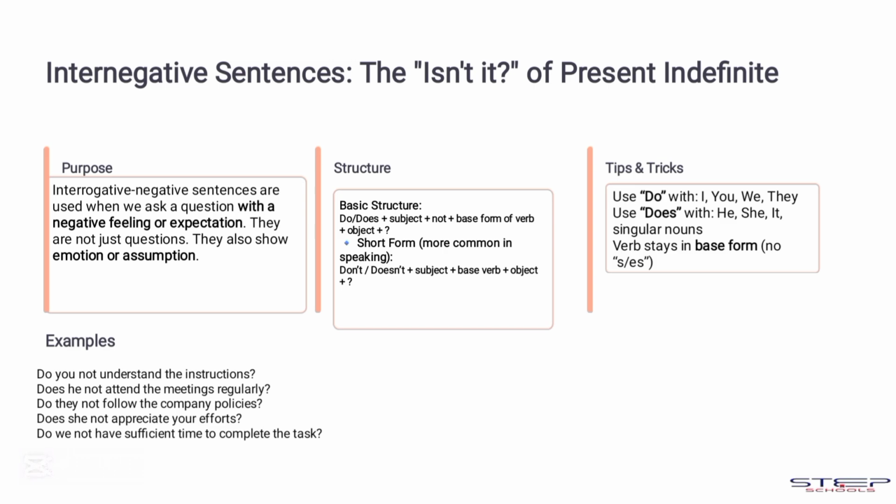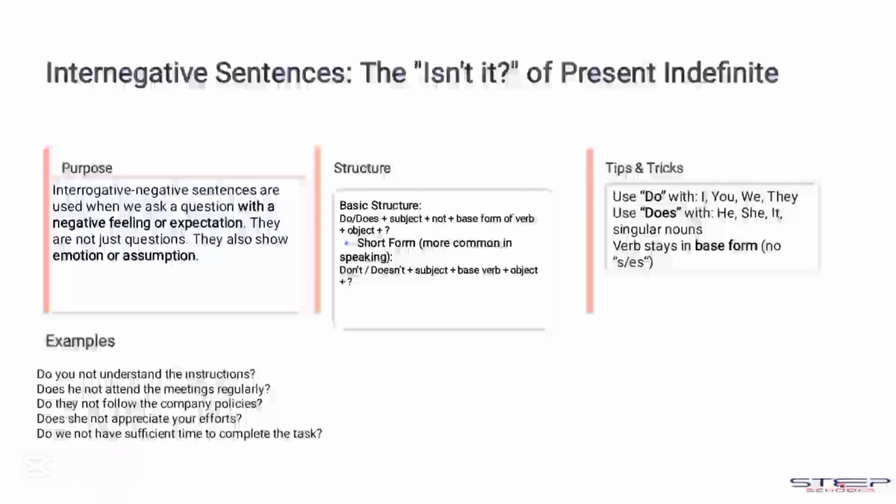Dear students, remember to use do with I, you, we, they and plural subjects, and does with he, she, it and singular subjects. Secondly, the verb stays in base form. There will be no addition of s or es. Now we're going to take a look at examples. Read all examples with me one by one.